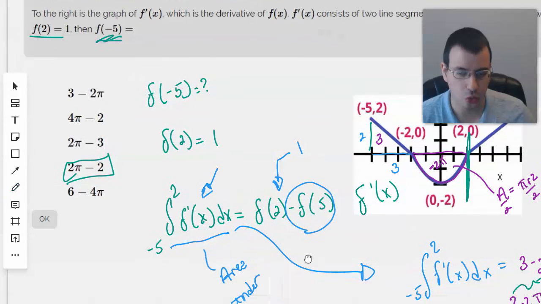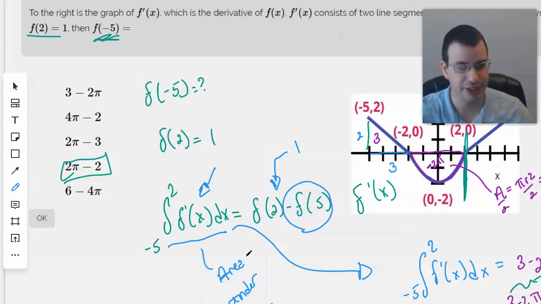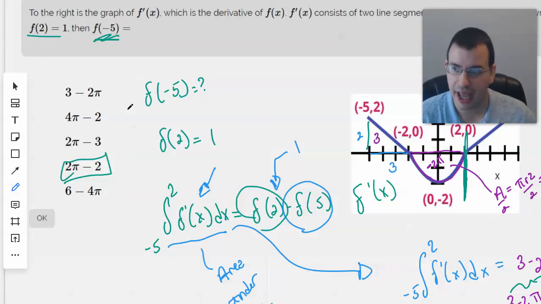And then from there, we just solve pieces of it. We can solve the integral portion by just finding the area under the curve. We have a triangle and a half circle. And then we can find f of 2 because it's just given to us. After that, we rearrange. And what we're given is we have f of negative 5 equals, and we have it right here, 2 pi minus 2.